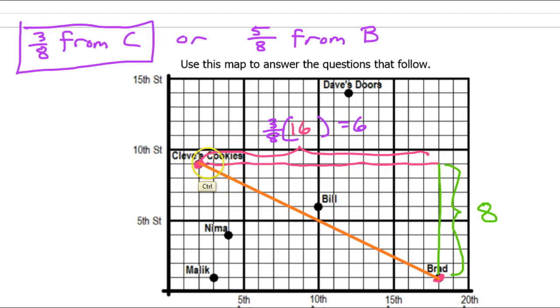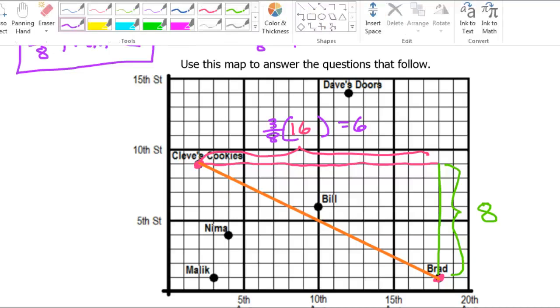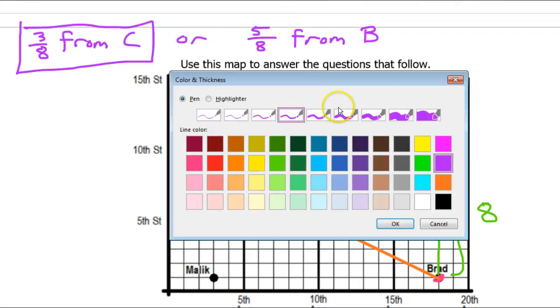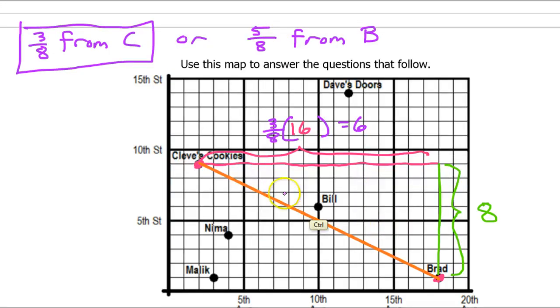So if I do that, what's going to happen? Let's see. Let me make this a little bit bigger. All right, so I'm going to go 6 away. So here I go. 1, 2, 3, 4, 5, 6. So far, that's where I am. All right, but now I need to do the vertical change.